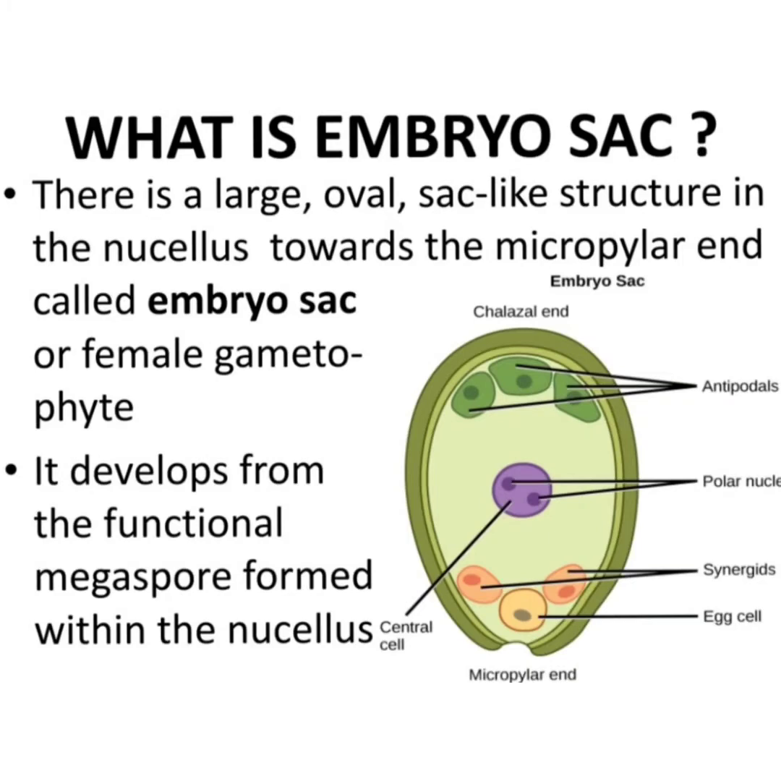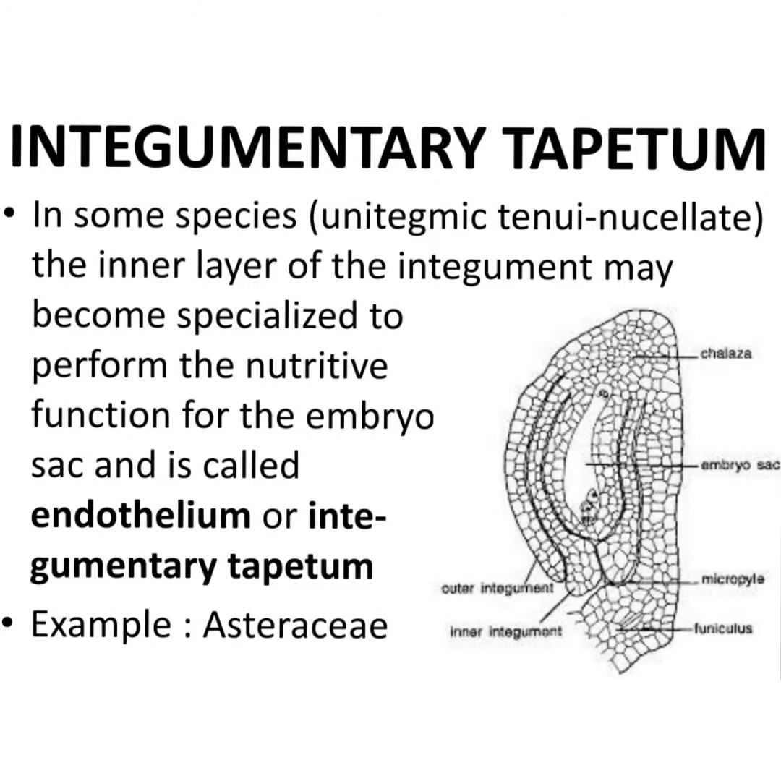On the right side you can see the embryo sac that is present near the micropylar end, the egg cell and the two synergids. The integumentary tapetum. In some species, like the unitegmic tenuinucellate, the inner layer of the integument may become specialized to perform the nutritive function of the embryo sac, and this is called the endothelium or the integumentary tapetum. An example of this type of integumentary tapetum is found in Asteraceae.